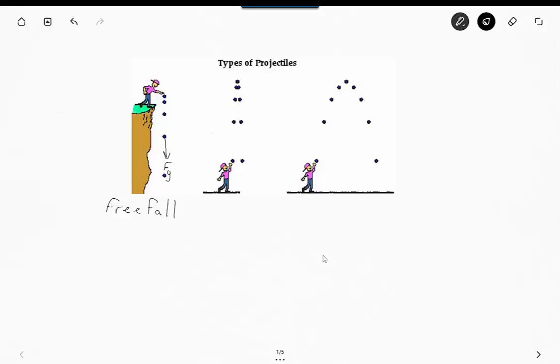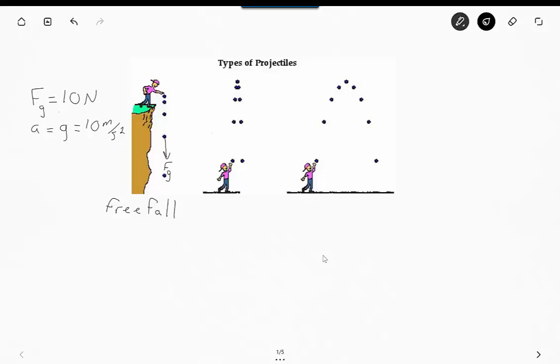So we have to keep in mind that the force of gravity causes the acceleration of gravity, and so the force of gravity is 10 newtons, and it causes an acceleration equal to the acceleration of gravity, which is 10 meters per second squared, because the force of 10 newtons will cause an object of 1 kilogram to accelerate at a rate of 10 meters per second squared.